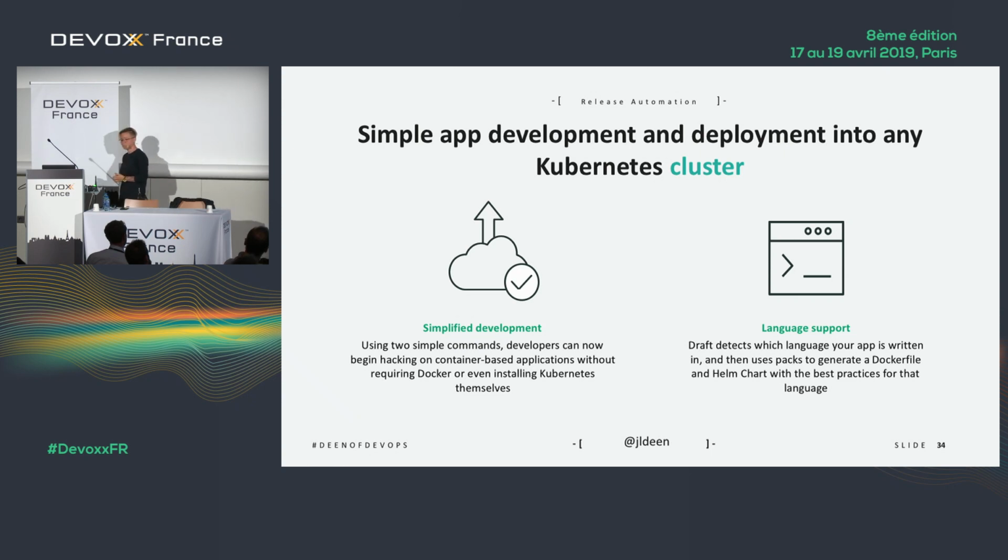I have no idea. I do know how it works, but at the same time, it's quite brilliant. I use 2 commands, draft create and draft up. Draft create will create my charts based on best practices. It'll create my Docker file, and then draft up will take care of Docker build, Docker push, and Helm upgrade install, and will actually release it out into a Kubernetes cluster.